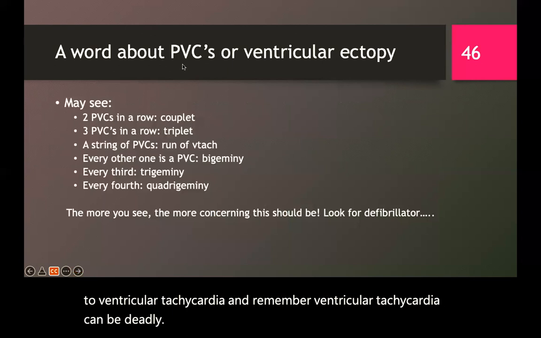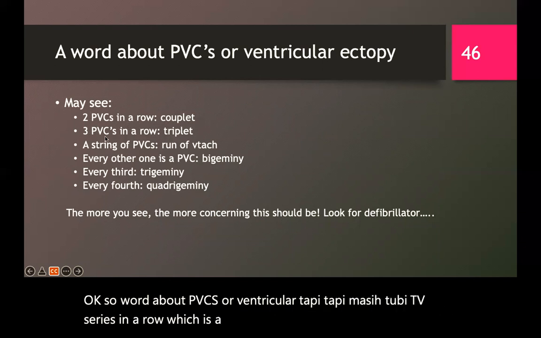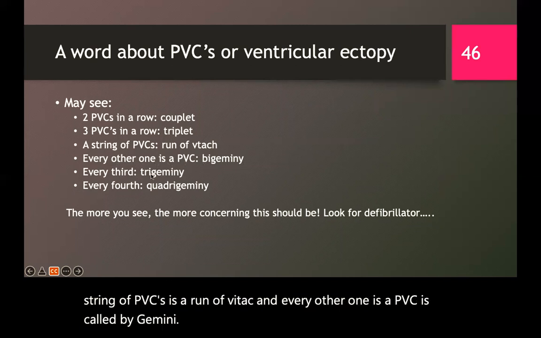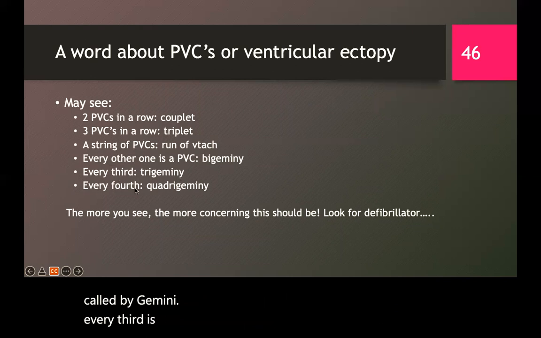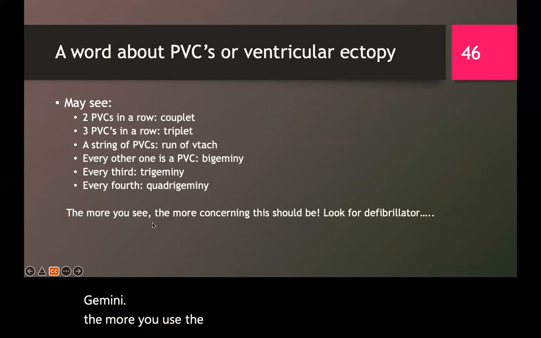Okay, so a word about PVCs or ventricular ectopy. You may see two PVCs in a row, which is a couplet, three PVCs in a row is a triplet, a string of PVCs is a run of VTAC, and every other one being a PVC is called bigeminy. Every third is trigeminy, and every fourth would be quadrigeminy. The more PVCs you see, the more concerning this should be.